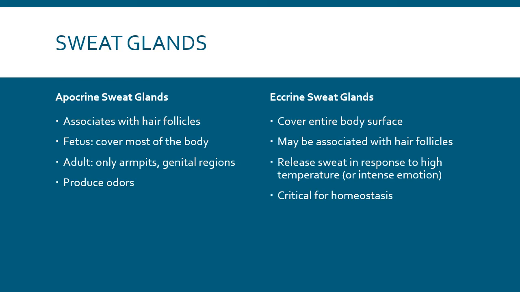Now, sweat glands work a little bit differently. There are 2 different types, apocrine and eccrine sweat glands. In the apocrine sweat glands, the secretory vesicles sort of pinch off of the secretory cells, and that releases the contents. So the cells themselves sort of form these little bubbles on the surface that contain the sweat, and then they burst and release without destroying the original cell. That kind of sweat gland is generally associated with hair follicles. In the baby or in the fetus, it covers most of the body, but for adults, we really only have sweat glands in the armpits and genital regions.